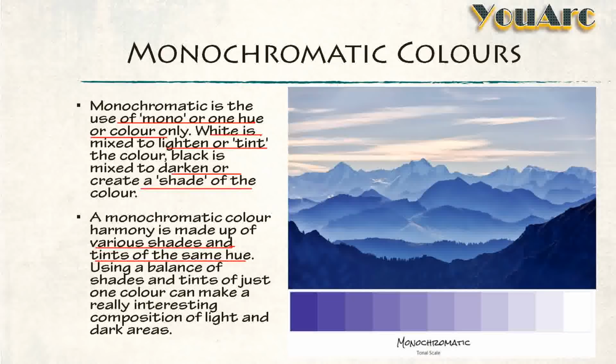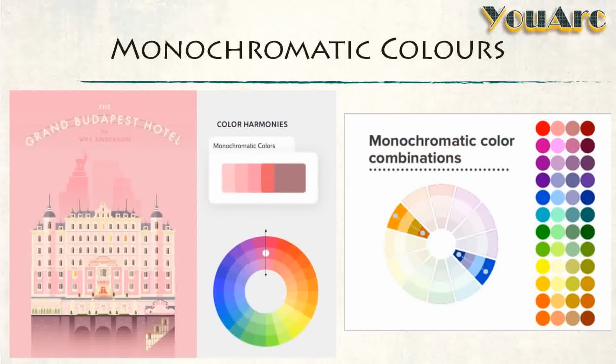Using a balance of tint and shade with just one color can give you an interesting composition of light and dark areas. In this diagram we can see a single color used with different values. This is a perfect picture example for monochromatic color. Another poster example of monochromatic color is here. We can see the different tints and shades of a single hue. Other monochromatic combinations are given here.